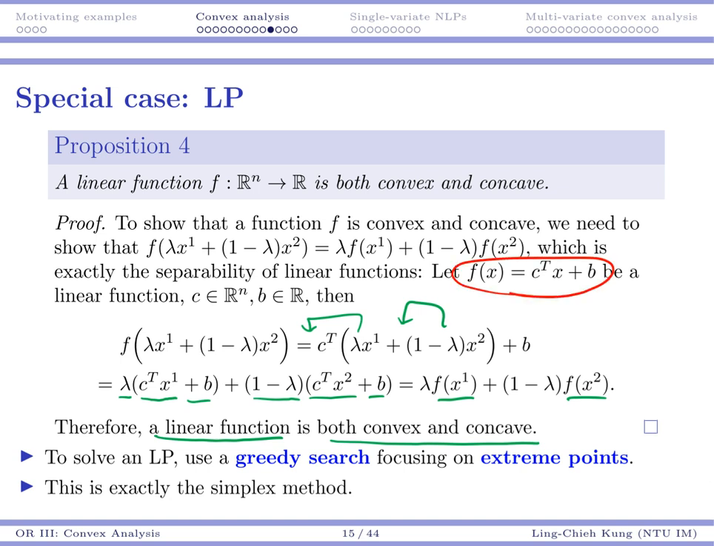To solve an LP, as we just mentioned, a greedy search focusing on extreme points makes sense, works, and is guaranteed to give you a global optimal solution. That's why the simplex method always gives you an optimal solution. As long as you follow the simplex method, it is guaranteed to give you that very special local min, which is guaranteed to be a global min and lie on an extreme point. So that's the simplex method.